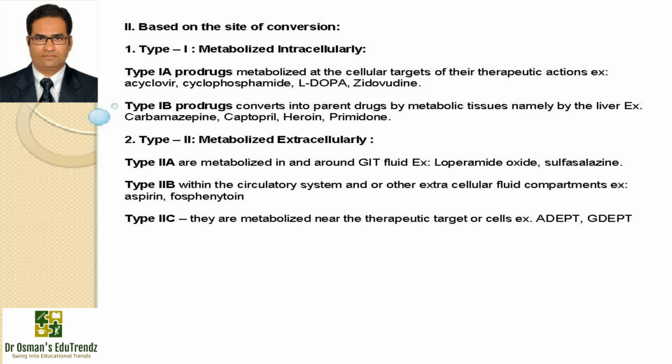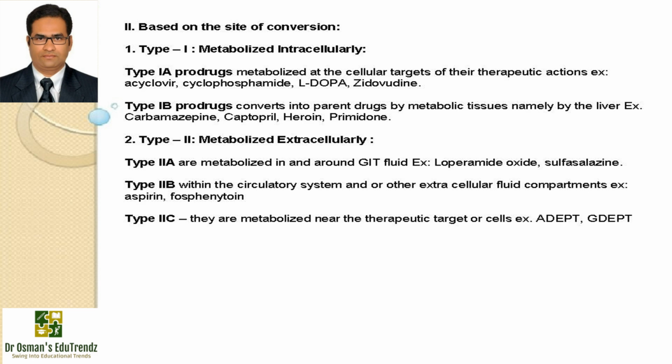In that we have type 1A products, which are metabolized at the cellular targets of their therapeutic actions. Examples we have are acyclovir, cyclophosphamide, L-dopa and zidovudine. We also have type 1B products in this category, which convert into the parent drug by metabolic tissues, namely the liver. Examples are carbamazepine, captopril, heroin, primidone.